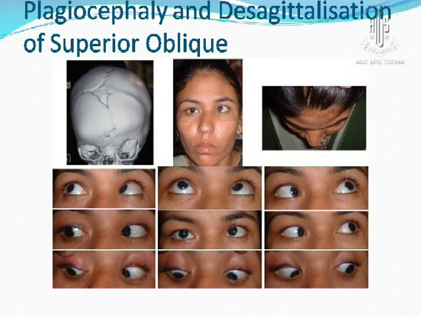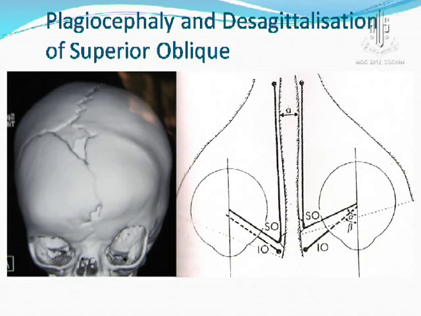What I wanted to show, the take home message, what we talk of plagiocephaly, nowadays we have the 3D reconstruction. Now this is a coronal suture which gets fused earlier in plagiocephaly, and this causes a malpositioning of the trochlea, which is desagittalization or weakening of the superior oblique, like this figure shows. Now this is the superior oblique. At the trochlea it is taking a turn and it is going backwards and inserting.